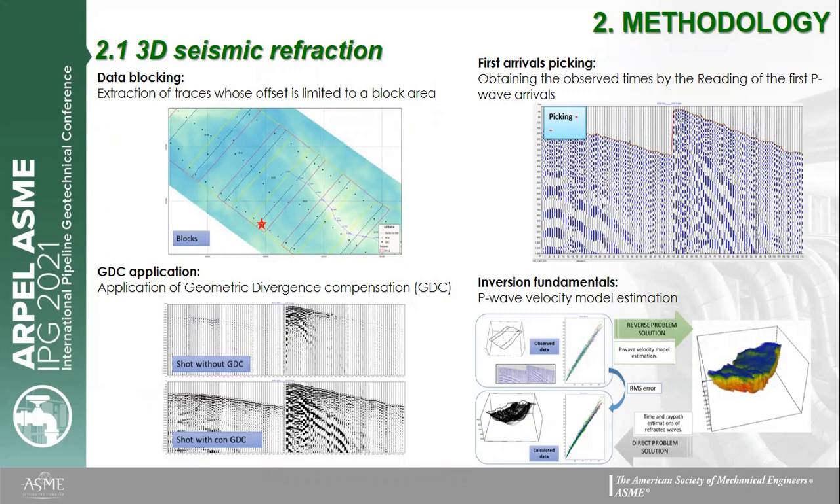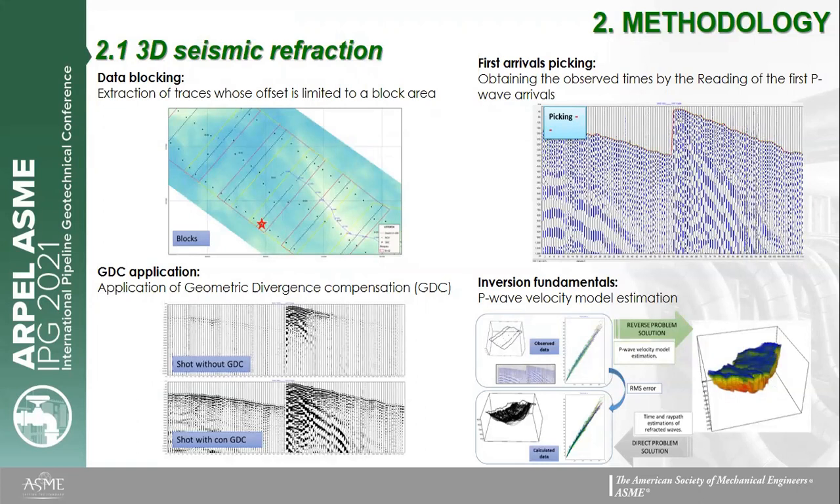Let's go now with the methodology of the study. Seismic refraction is a widely used and applied geophysical technique in the geodynamic characterization of soils. The methodology of a 3D seismic refraction study consisted of selecting the seismic gathers of receivers and sources located around the pipeline, in which a previous geometric divergence compensation is applied.